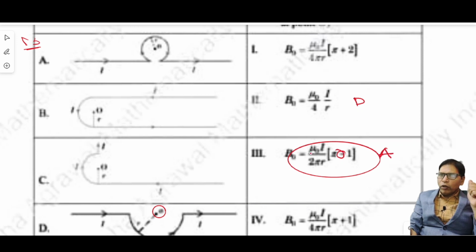Okay. Now look at this case. This is the semicircular part, and this is a semi-infinite length. This also is a semi-infinite length, and this is the semicircular conductor. So the magnetic field in this conductor becomes equal to this. So this is B. Therefore, this is obviously C.